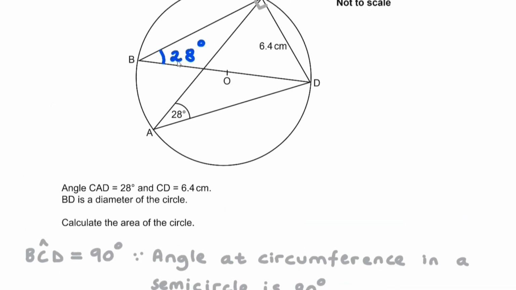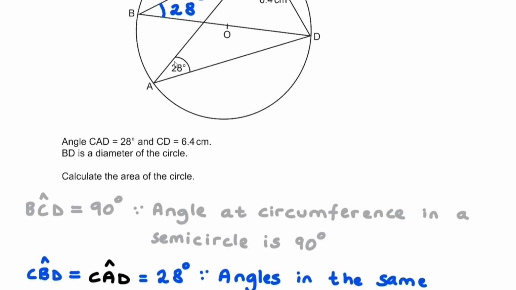So we've got this 28 here. Now what we can do to find the area of a circle is find the radius. Here we've got the longest side, which is the hypotenuse. We've got a right angle triangle, we've got the opposite, and we've got this given angle, so we need to use sine.